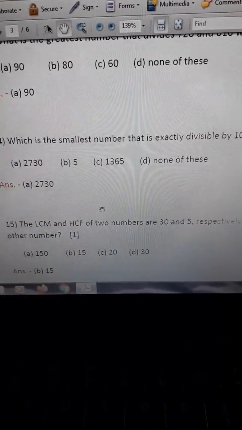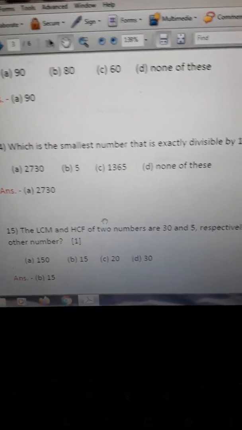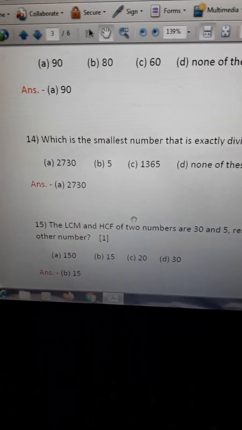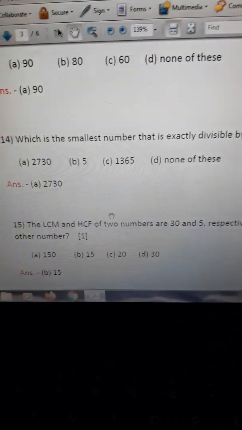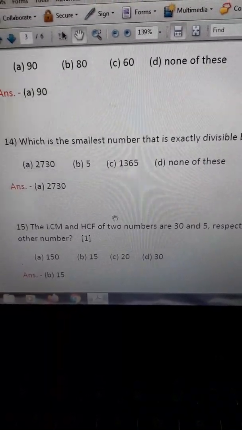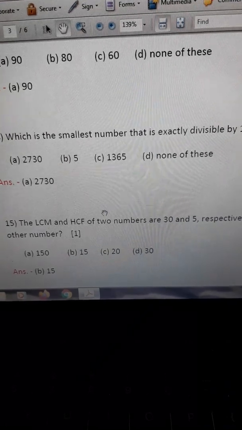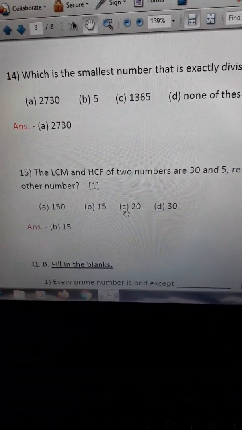Question number 15. The LCM and HCF of two numbers are 30 and 5 respectively. One of the numbers is given as 10. What is the other number? So you know the formula: LCM into HCF is equal to the product of the two numbers. So if you do 30 into 5 divided by 10, then you will get the result 15. So option B is the correct one.